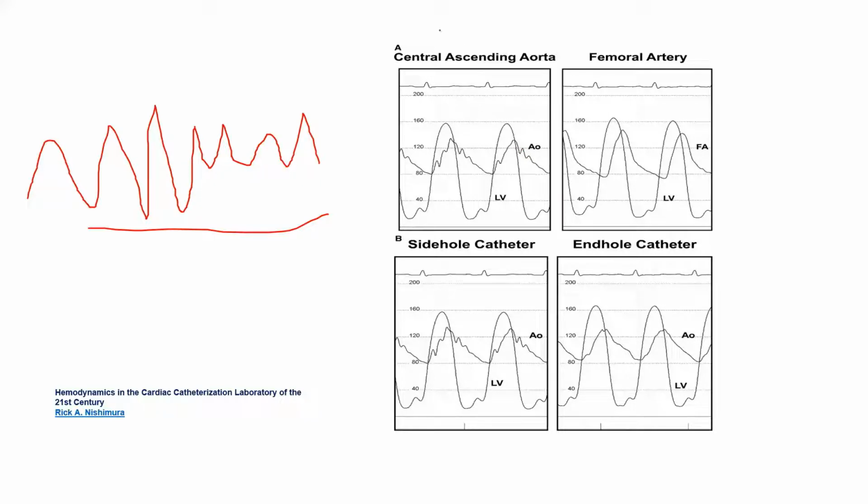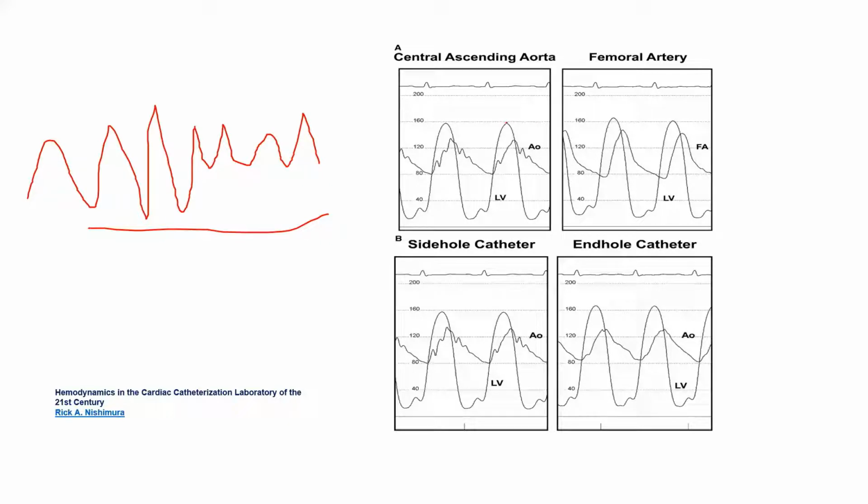Now, this is obtained from the central ascending aorta, and this is from the femoral artery for the same patient. Look at the difference. What is the difference between the two tracings? This is the same patient, but different tracing. Can you tell me about the difference first? What difference do we see here?